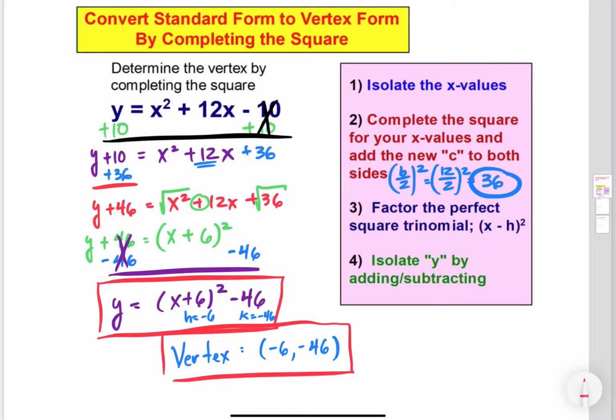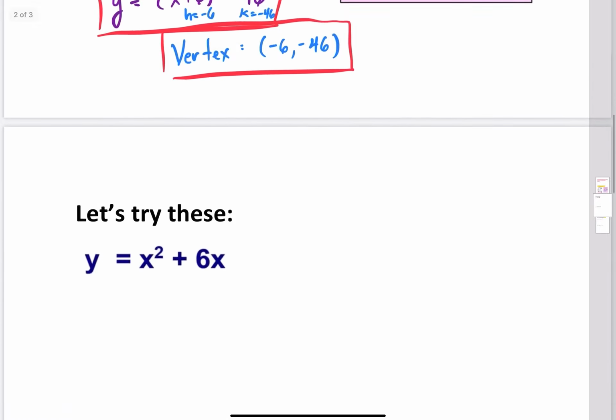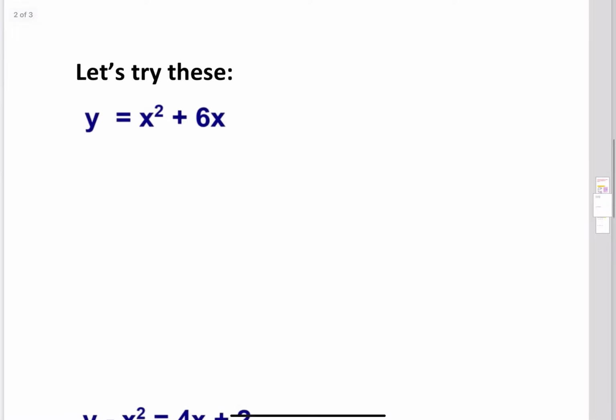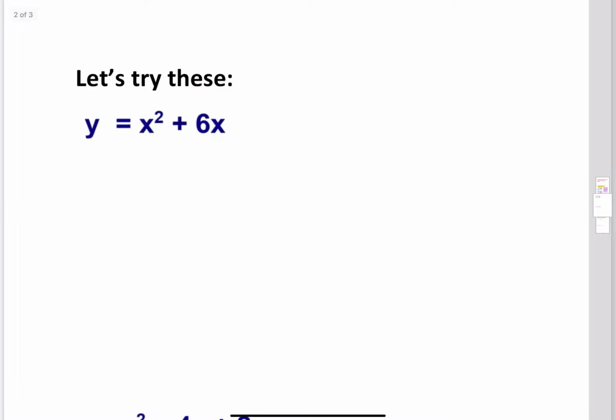All right, so let's go ahead and try another one. Let's take a look at this next one here. And this next one, we have y is equal to x squared plus 6x. And it's slightly different here because in this particular case, the x is already isolated. I don't have anything with that x squared and that 6x, and there's nothing that I need to move around here.